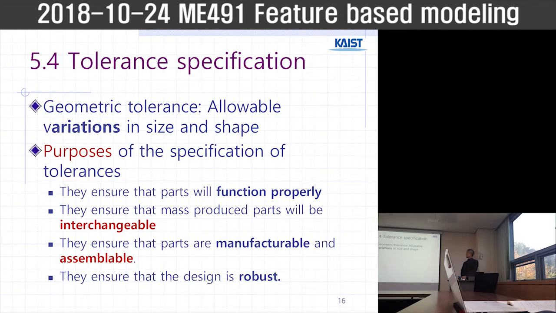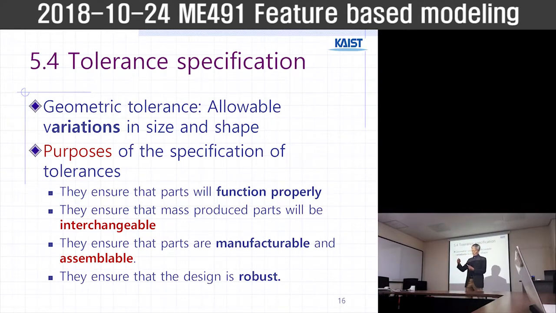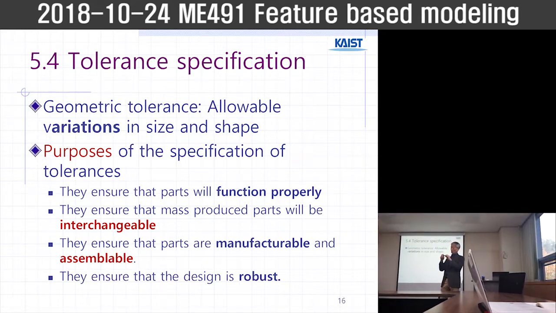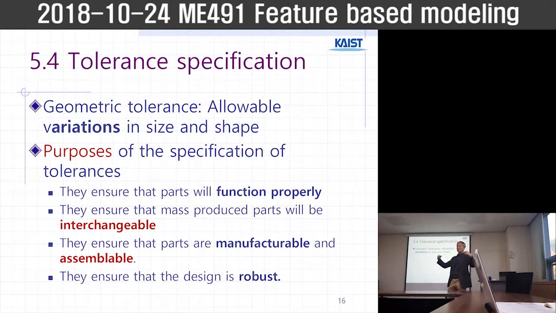Geometric tolerance. There is an allowable variation in size and shape. There is also mating between two parts, right? You can see the snap, so there is clipping and then it holds tight. But if you make these two parts using different machines, right? You cannot make both at the same time. Different mold, different plastic injection, different cooling time, right? And then you need to make them work together. It's not easy. Not easy.